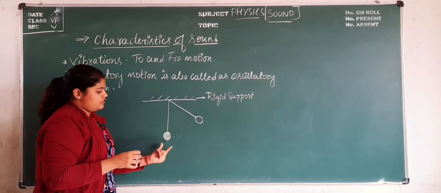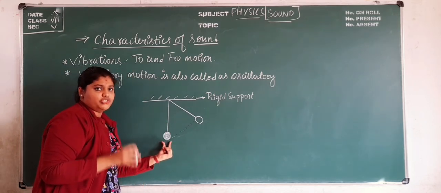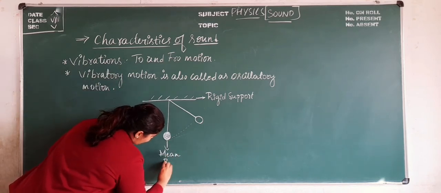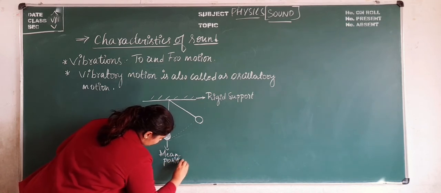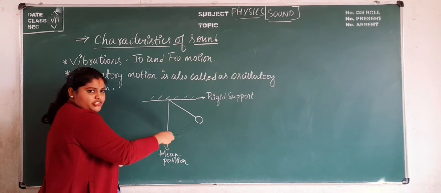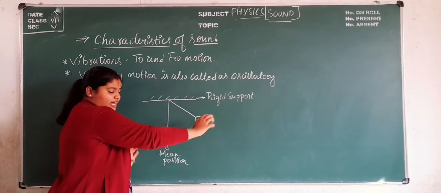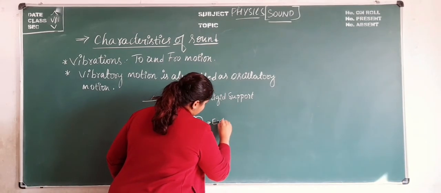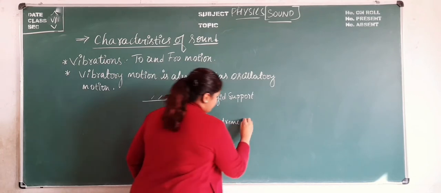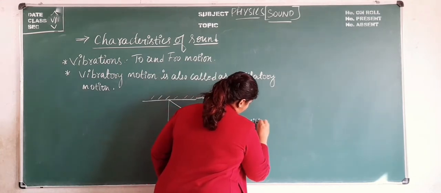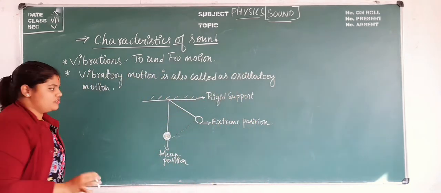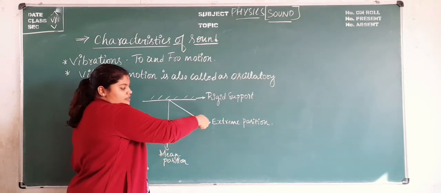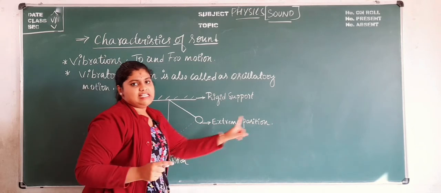Here first the metallic bob was at one position, that is called the mean position. When I applied some energy and raised this bob to some height, this position is called the extreme position.